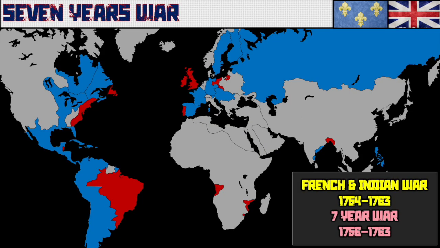As a side note, the French and Indian War is what sparked the Seven Years' War that was fought between France and Britain and various other allies across the world. There was fighting on every continent but Australia and Antarctica. Some historians consider this the First World War. Now let's go back to British North America.